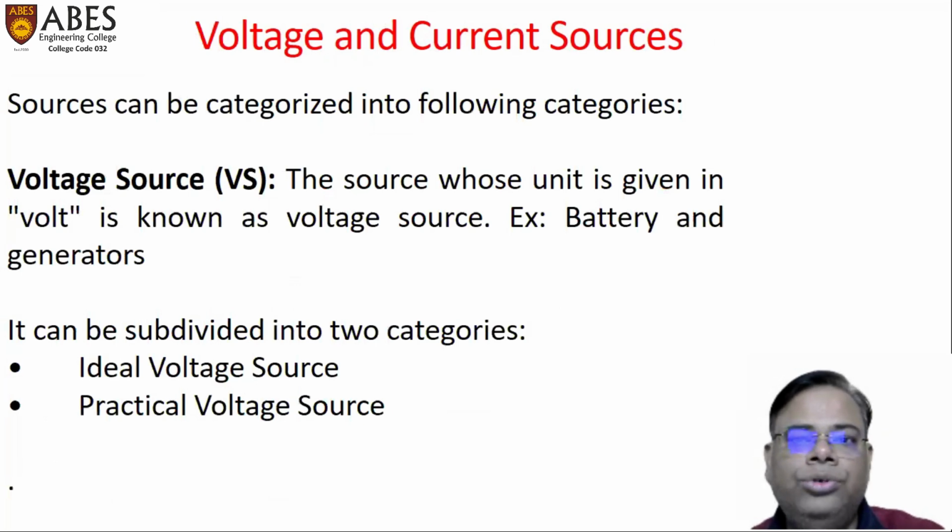Now, the source whose unit is given in volt is known as voltage source. Examples are battery and generators. It can be subdivided into two categories as we already discussed in the previous diagram. First one is ideal voltage source and second one is practical voltage source. Ideal voltage source and practical voltage source come under the categories of independent voltage source.